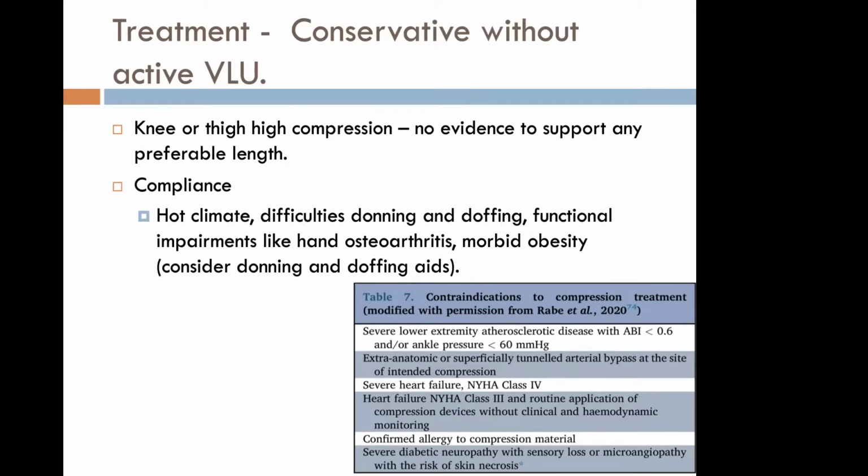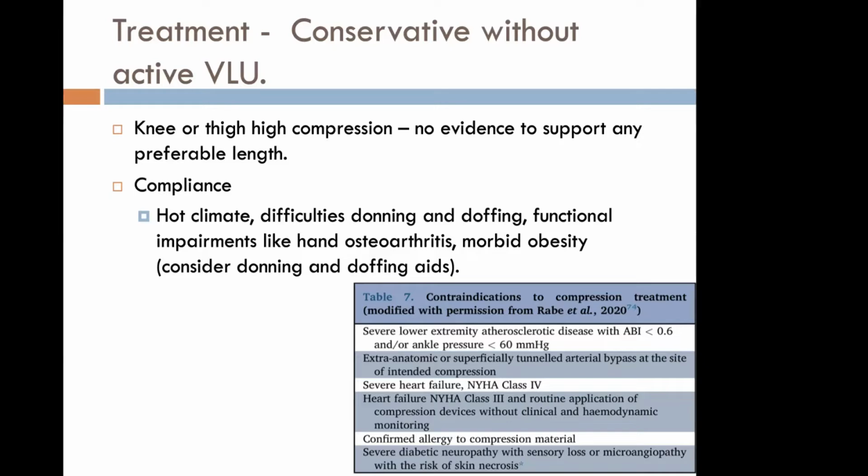Now, some may question, how high should the compressions be? Knee high or thigh high? Really, there's no evidence to suggest that any is better than the other. But whenever a patient has edema or swelling that extends above the knee joint, we would consider using thigh high compression stockings. Or in a patient who's had intervention, especially endovenous thermal ablation, you'll consider that, or in patients who have post-thrombotic syndrome with venous claudication. So those ones we consider thigh high compression.